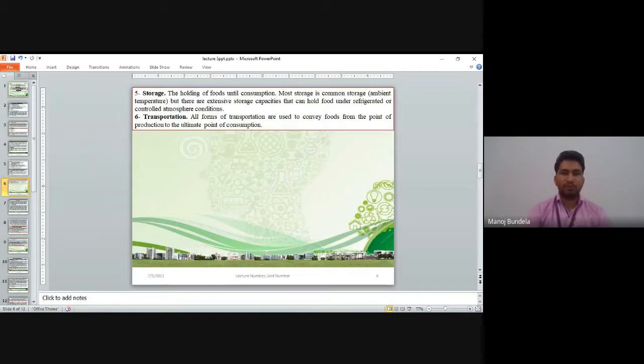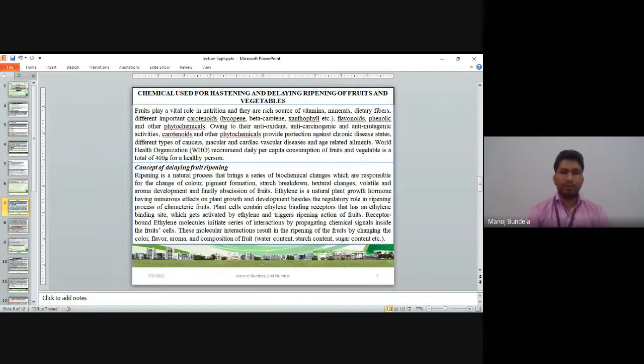During the time of transportation, if road facilities are not available, the fruits will get damaged and they are not accepted by the consumers. Next is chemicals used for harvesting and delaying the ripening of fruits and vegetables.